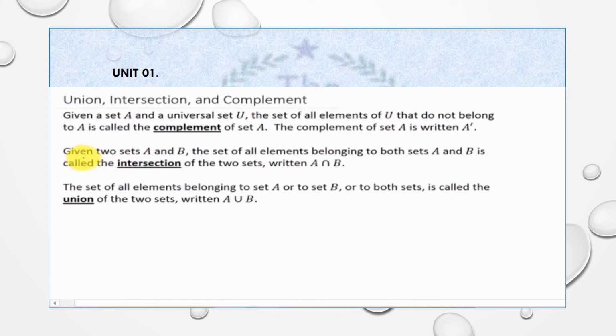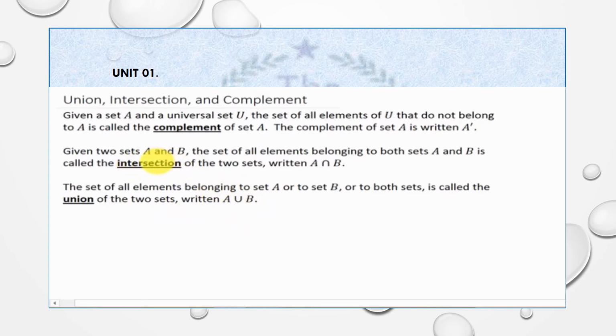Then we have the intersection. Given two sets A and B, the set of all elements that belong to both sets A and B is called the intersection of the two sets, and this is how we write it: A intersect B. The set of all elements belonging to set A or to set B or to both sets is called the union of the two sets, and we write it like this: A union B.